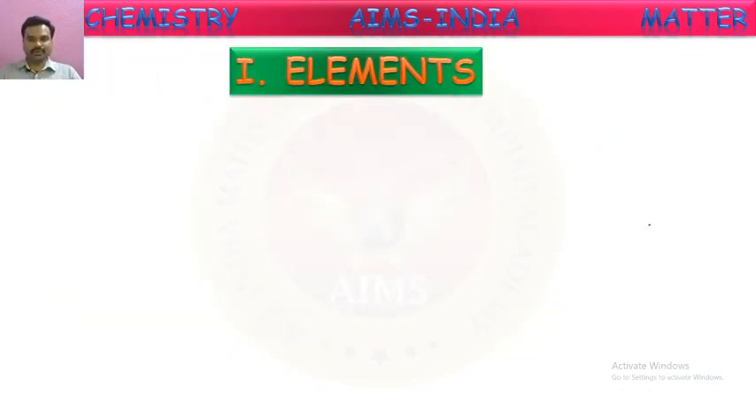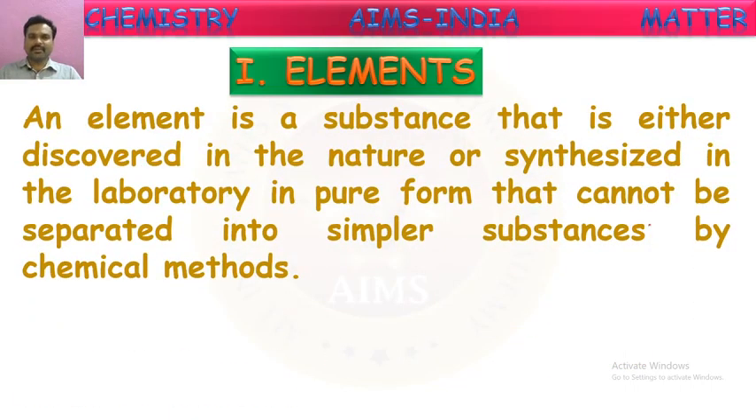The pure form of matter, a pure substance, is divided into elements and compounds. First, let us talk about elements. An element is a substance, either discovered in nature or synthesized in the laboratory in pure form, that cannot be separated into simpler substances by chemical methods. That is the definition of an element. The simplest pure substance, which cannot be further divided into simpler particles, is called an element. It might be discovered in nature, or some elements are synthesized in the laboratory.